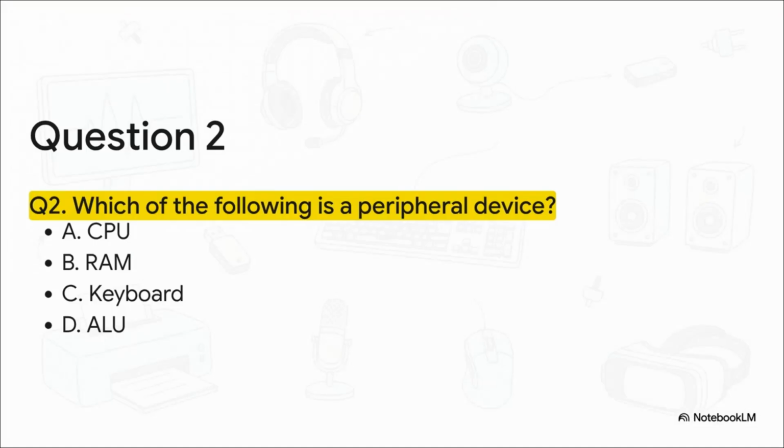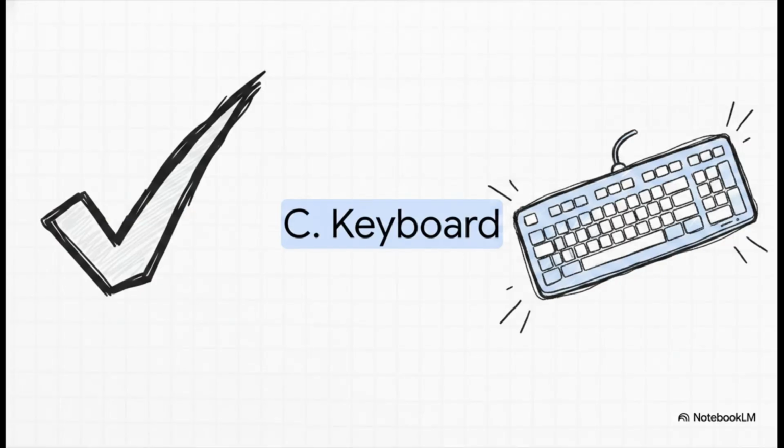Question 2. Which of the following is a peripheral device? Is it A, CPU, B, RAM, C, keyboard, or D, ALU? Which one of these do we actually use to interact with the system? The correct answer is C, keyboard. The CPU, RAM, and ALU are all core internal components, whereas the keyboard is an input peripheral.